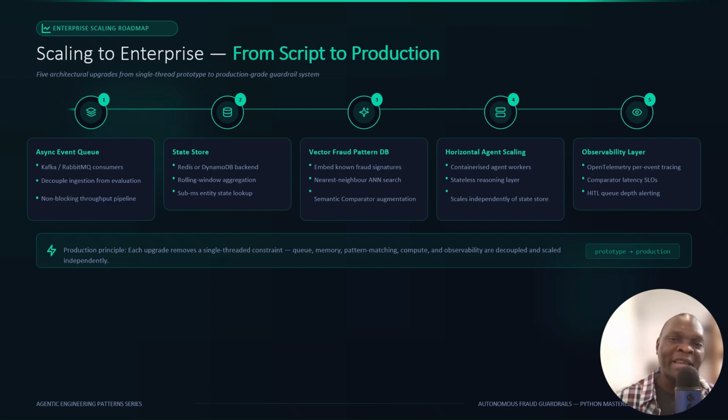The observability layer closes the operational loop. Without metrics, you cannot know whether the guardrails are functioning as designed. Now, that's very crucial. Observability.